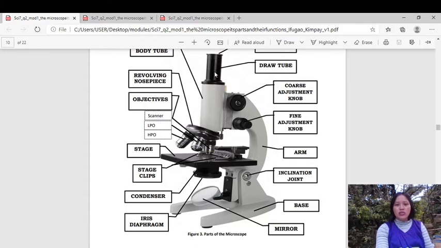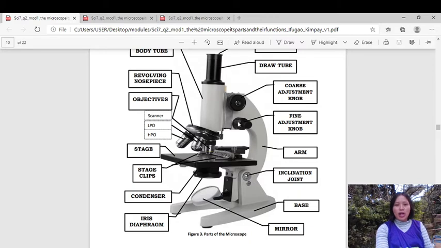So this is cylindrical. Now, the body tube connects the draw tube to the microscope and, of course, to the revolving nose piece. This is also hollow.